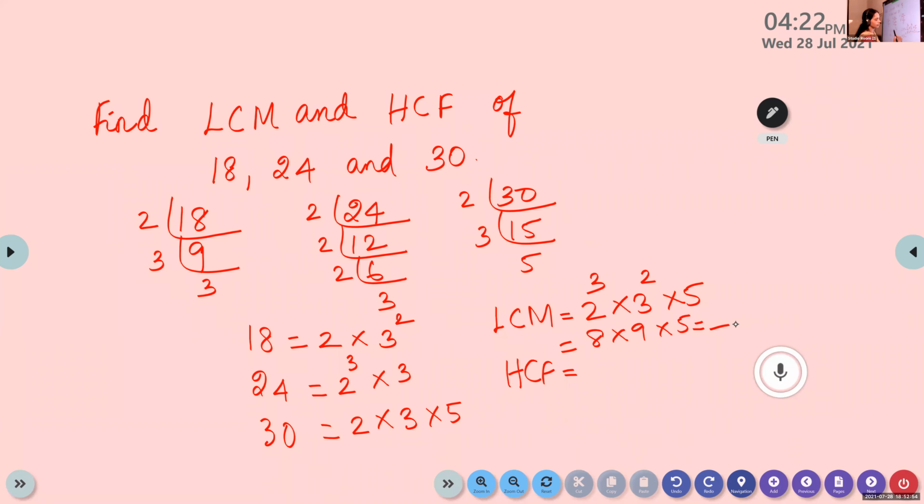We'll get the answer. What about for HCF? We have to write the common factor with the smaller exponents. Here 2, 2 cube, 2. So we should write 2. Again 3, 3 square, 3. So it is 3. So we will get 6. Here it is 9 5s are 45. 45 into 8. What is the LCM?